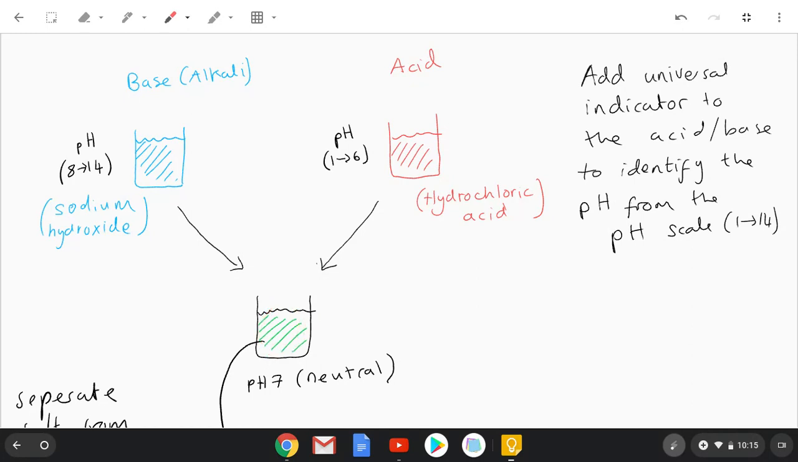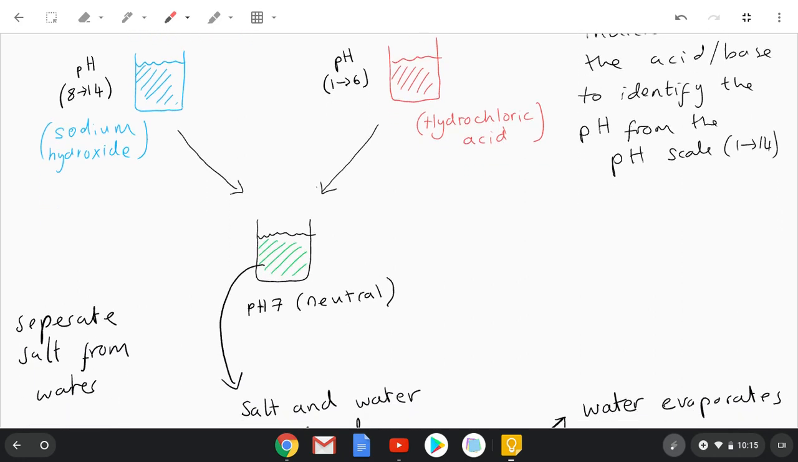Now, what's inside here? We have a salt and water. So salt and water is mixed in this solution now. So how do we separate salt from water? Now this is today's lesson. How do we separate salt from water?